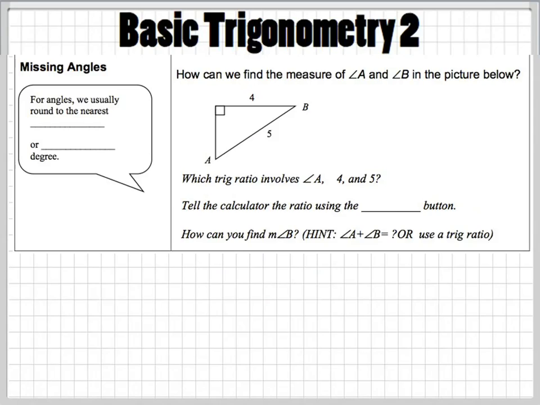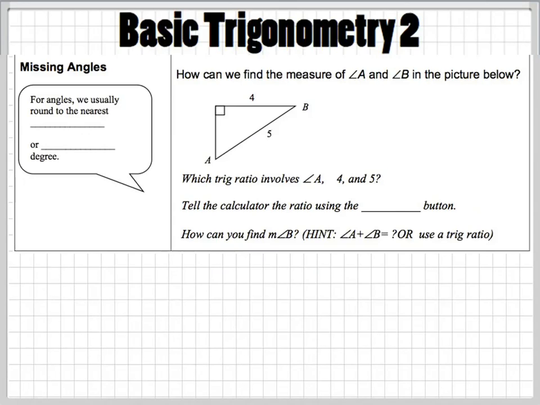Okay, let's check out our first problem here. How can we find the measure of angle A and B in the picture below? Okay, so I'm going to do this differently. I'm going to hit pause right here and give you a chance to write the functions before I do. Now keep in mind, you do not know the angle, so you have to say A or B, and then you have to write the ratio for it.